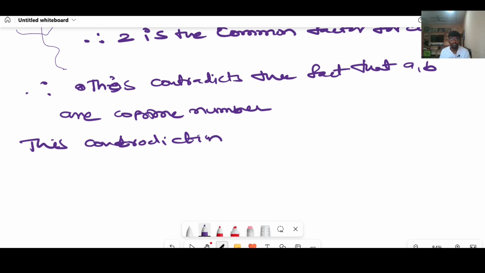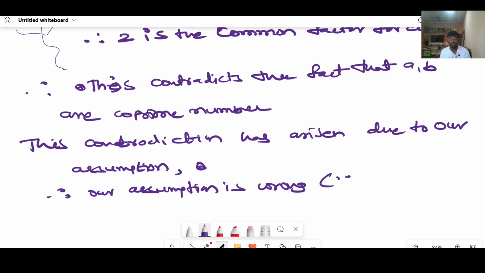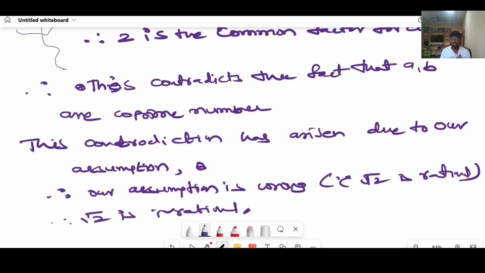The contradiction has arisen due to our assumption. Since we have assumed root 2 as a rational number, this opposite statement has arisen. That is why this contradiction is due to our assumption. Therefore our assumption is wrong. What is our assumption? Root 2 is rational. Then what is correct? Therefore root 2 is irrational. This is a proof for proving root 2 as an irrational number. Next we will discuss the next questions.